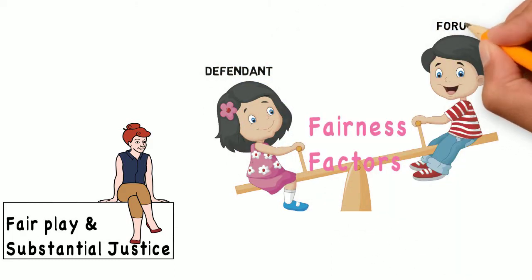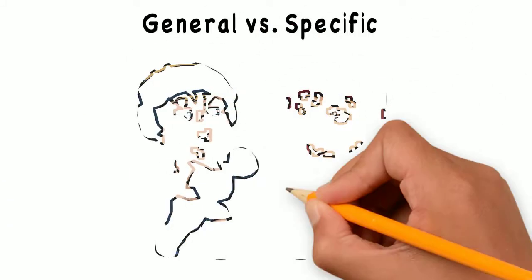Other arguments would be that the forum state of New York has an interest in protecting its tax base, as well as the plaintiffs. New York's interest in convenient and effective relief is also important. As you can tell, the fairness factors lean in favor of the forum state, New York. With both minimum contacts and fairness under our belt, we move on to argue general versus specific jurisdiction.